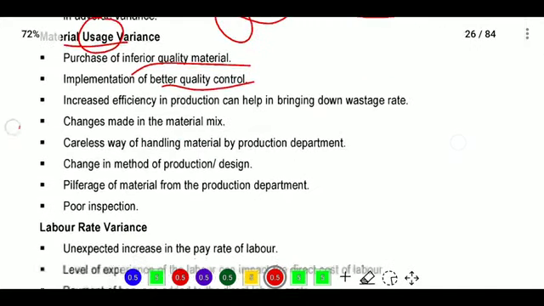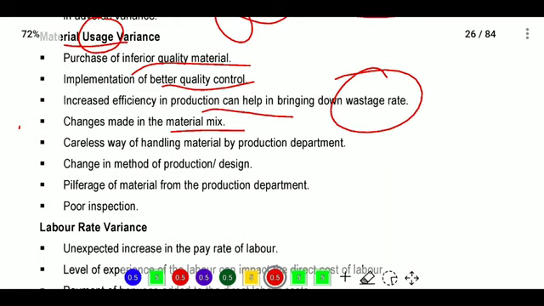Next, increased efficiency in production can help in bringing down the wastage rates. So production efficiency is very important. Next, changes made in material mix. So you were using A and B, now you are producing with A and B and C, that is a change in mix. Next, careless handling of material by the production department, then material may be wasted, then variance will come. Next, change in method of production or design, so you are changing some design materials. Next, pilferage of materials, meaning small theft is going on from the production department. Poor inspection, they are not inspecting.